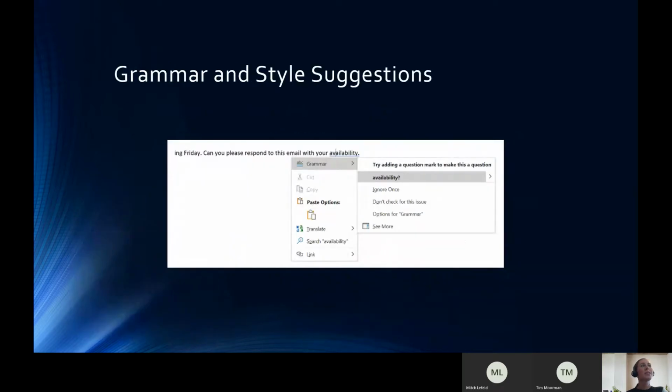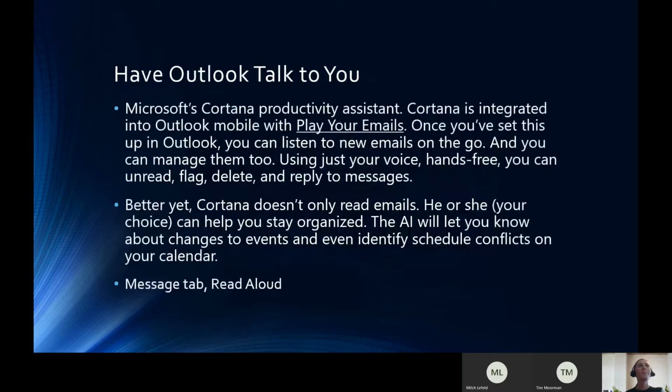Grammar and style suggestions. I love this. I love that Outlook is now able to pick up if you are asking a question. Here you can see in this example that with "availability," they're just asking a question. So it's noting, hey, do you want to change this to a question mark? So really nice to have.